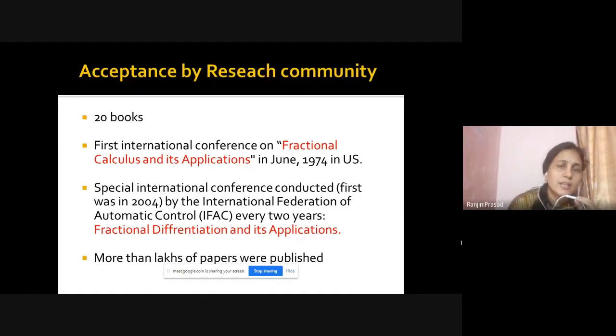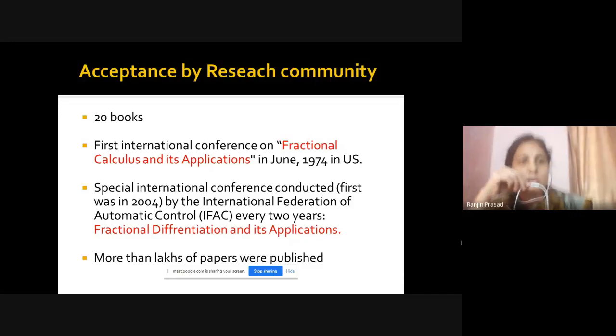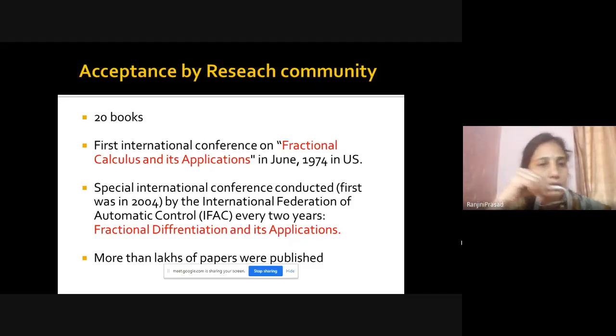Is it acceptable to the research community? That we have to look at. Is fractional calculus accepted by the research community? You see, 20 books are there. So far, 20 books are available in fractional calculus. Then, the first international conference was held in the US in 1974, and its name was fractional calculus and its applications. That was the first international conference.